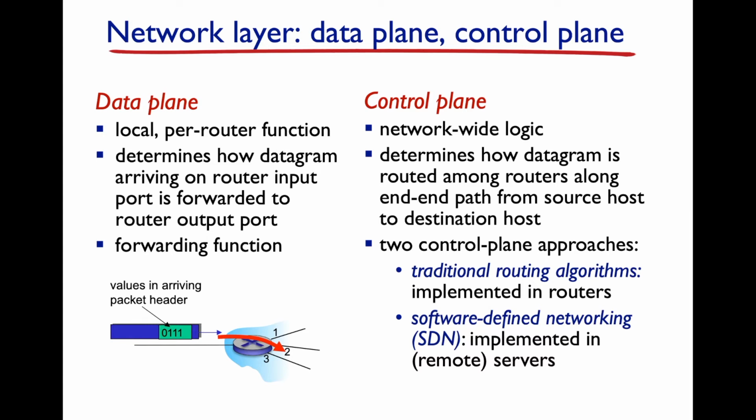So there are two approaches for the control plane. One is so-called traditional routing algorithms, and in a traditional routing algorithm, as we'll see, it's implemented entirely in the routers, and they exchange information with one another. And then there's so-called software-defined networking, or SDN implementations. Now, these SDNs use an API, a web-based or service API, to abstract the functions that otherwise would have been made at a single router.